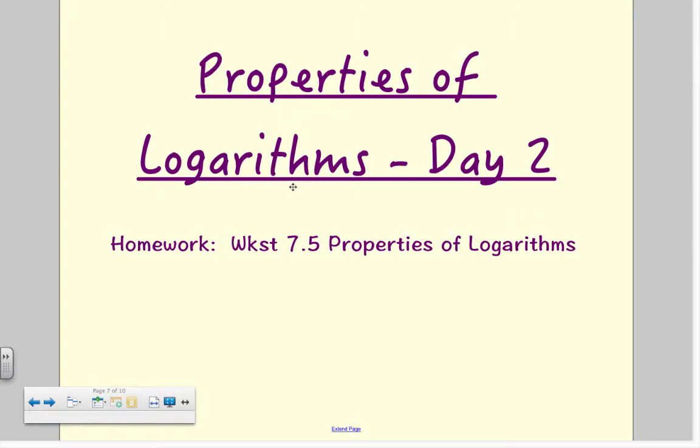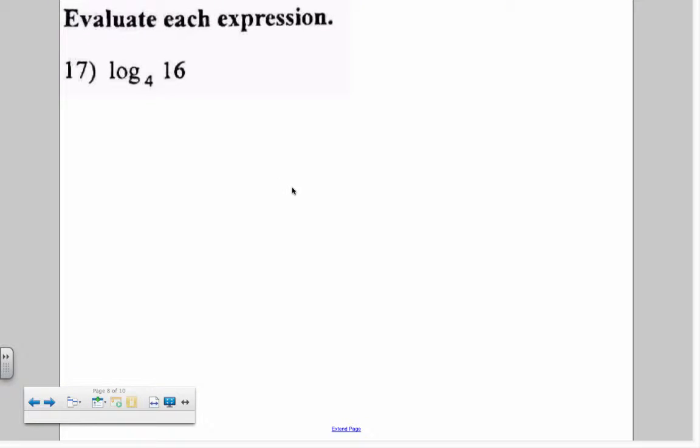Welcome to day 2 of Properties of Logarithms. This is still from your worksheet 7.5, Properties of Logarithms. Let's start on the back side. The first problem on the back side, number 17, says evaluate each expression.